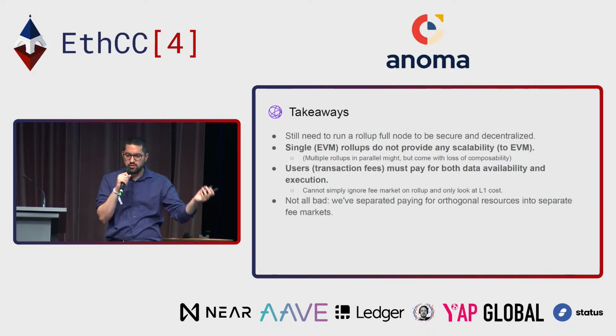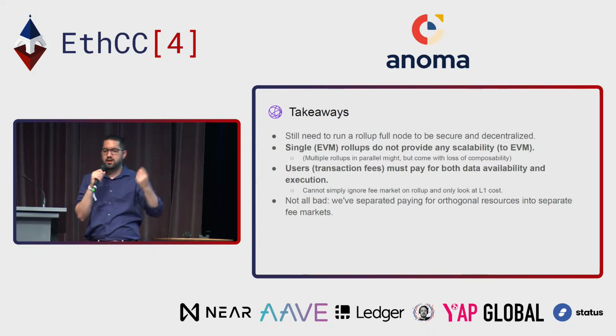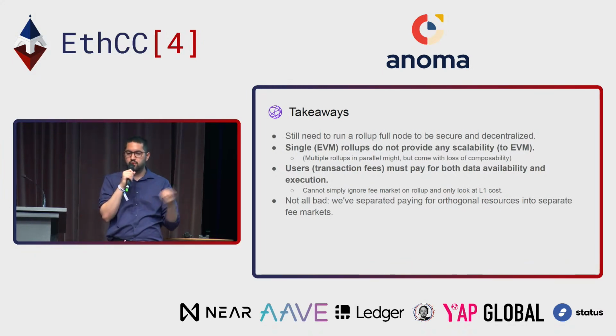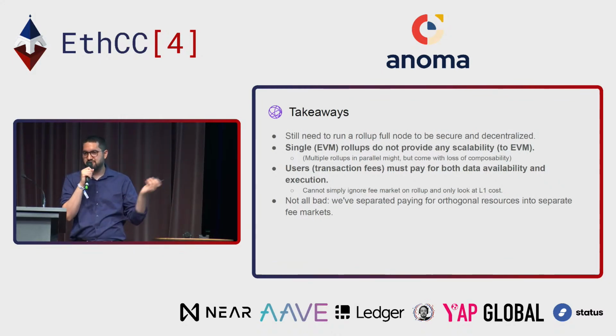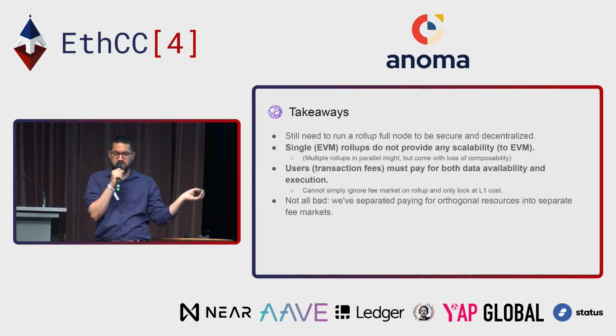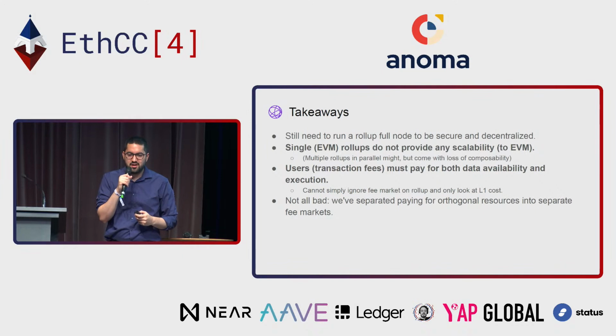Okay. So therefore, a single EVM rollup doesn't provide scalability to the EVM. It can provide scalability potentially to something worse than the EVM. But multiple rollups in parallel could. So it's a form of sharding. Very good. Like this is good. You might lose some composability in sharding, but I mean that's pretty good, right?